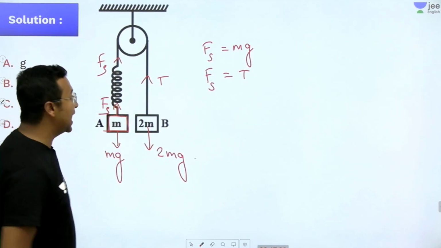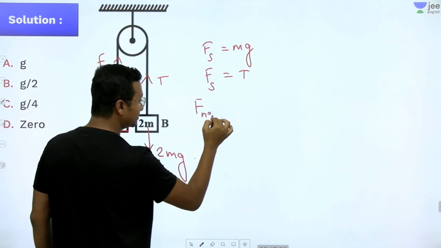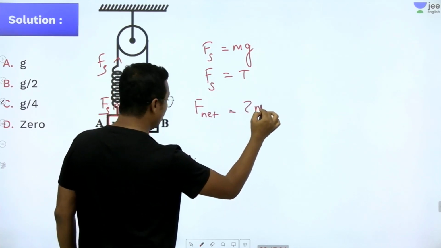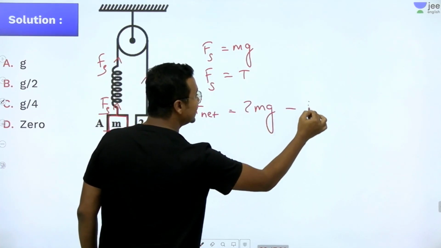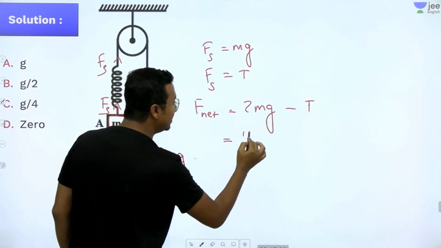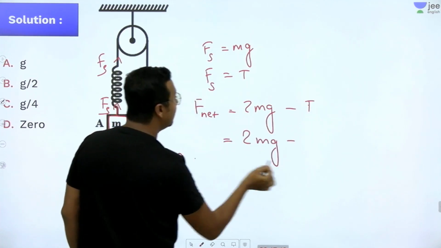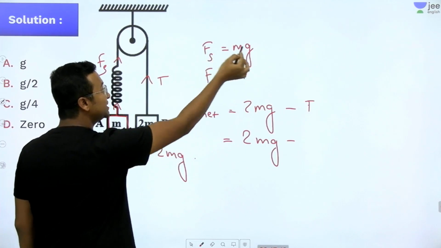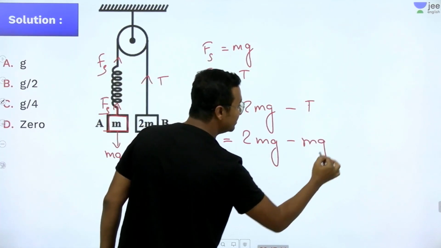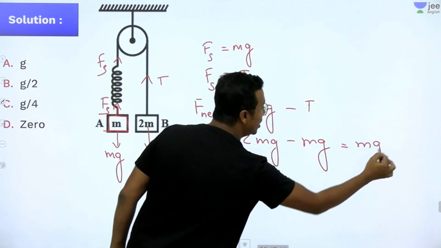The net force acting on this 2m is 2mg minus tension, and this can be written as 2mg minus tension. Tension is Fs, Fs is mg, so you write it as mg. So the net force is equal to mg.